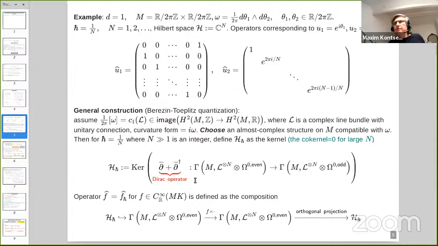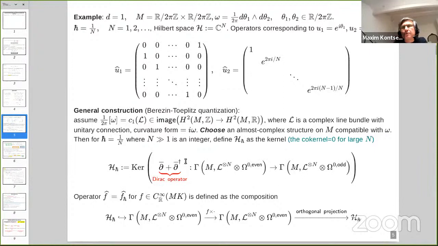So I consider sections of a big power of my line bundle multiplied by d bar forms. Using this connection, I have a notion of d bar derivative. Its d bar square will no longer be equal to 0, but it is still a first order operator. I take a Hermitian adjoint operator, take d bar plus d bar prime, and consider operators from the even to the odd part. It will be some kind of Dirac operator. Why do I take the kernel? Because for large n, the cokernel will be 0. So for large n, I get some finite dimensional space whose dimension is calculated by the index theorem.